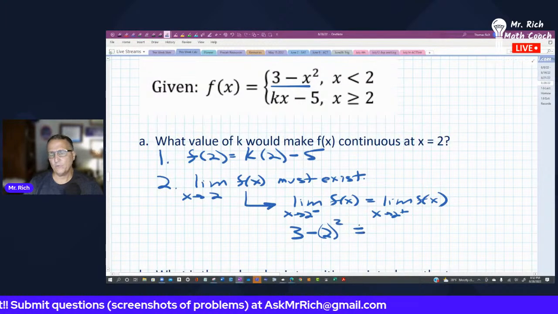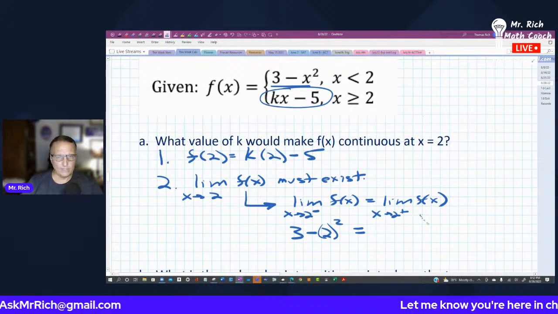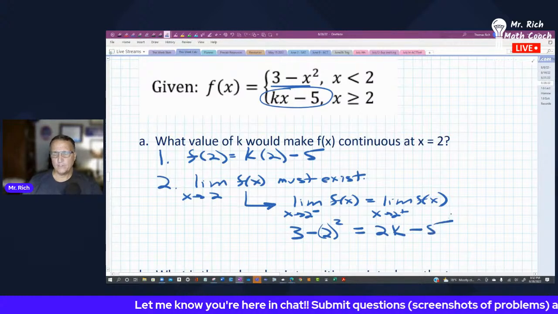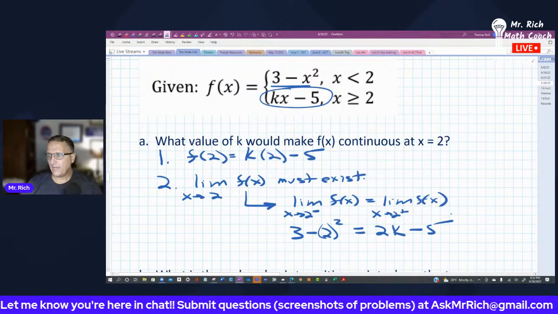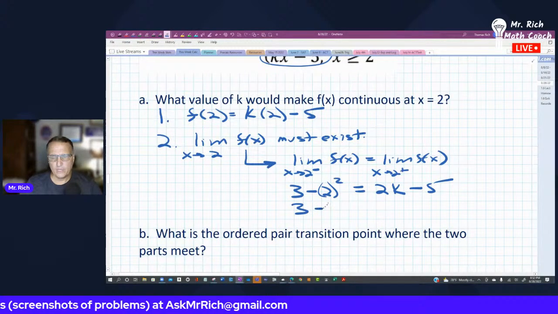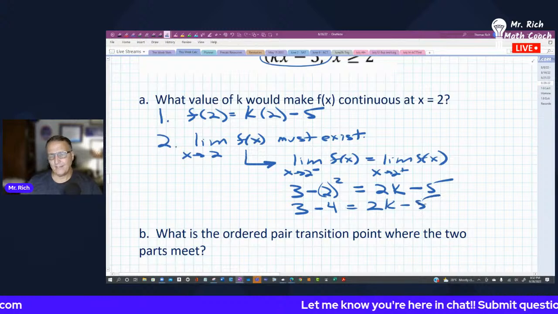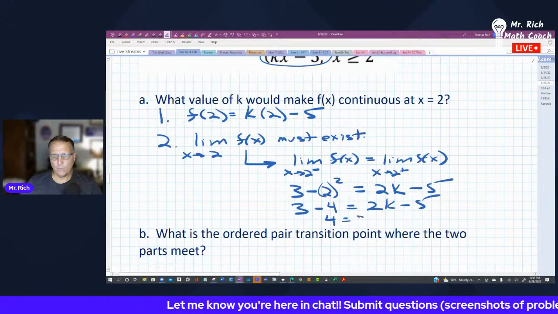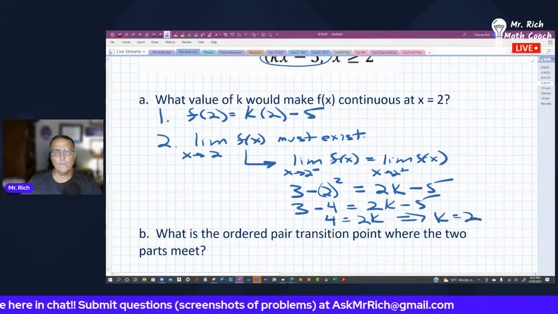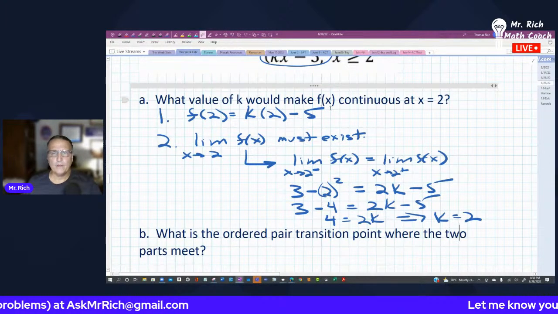And that would have to be equal to the right-hand limit at 2, which would be this function with 2 directly substituted in. So that would be equals 2k minus 5. So that is an equation right there that I can solve for k. So let's do that. 3 minus 4 is equal to 2k minus 5. That's a -1. I add 5. It looks like I'm going to get 4 equals 2k. So therefore, if k is equal to 2, then it's going to make my right-hand and left-hand limit the same.